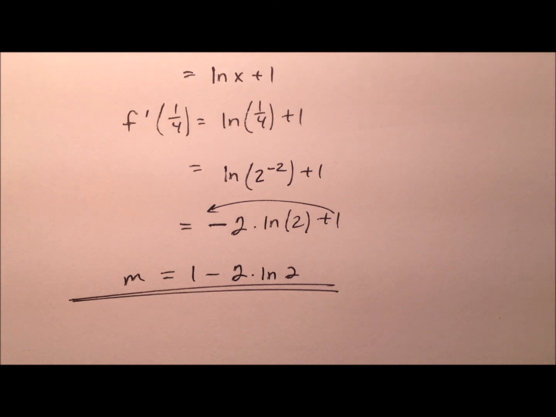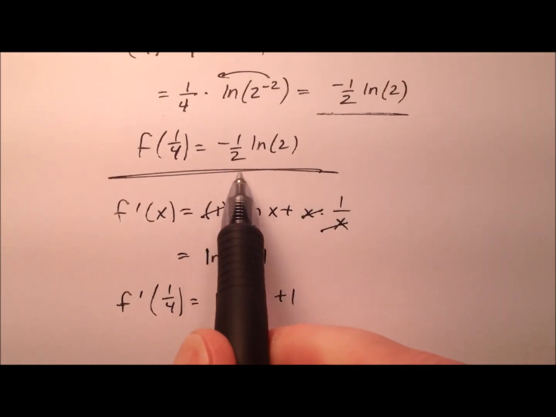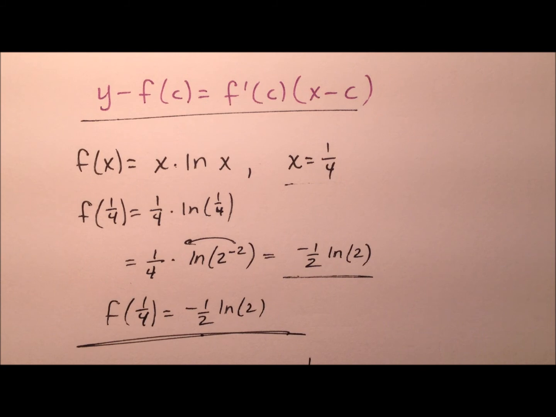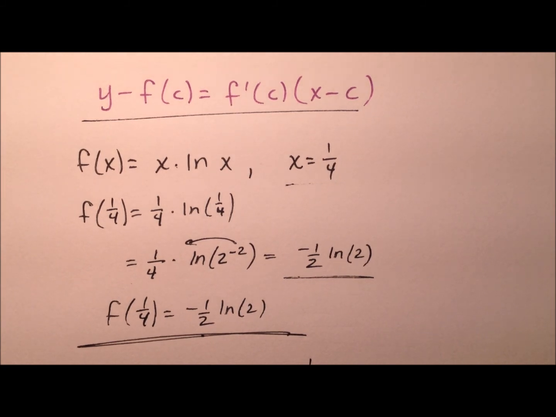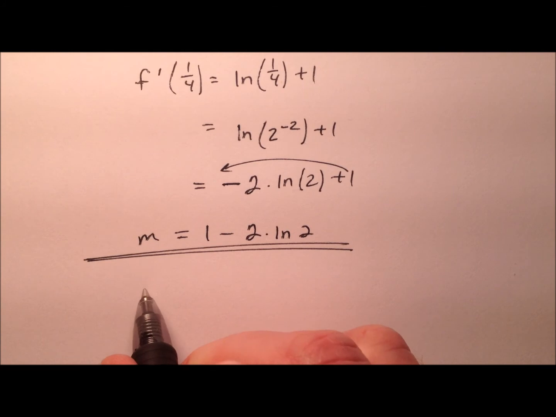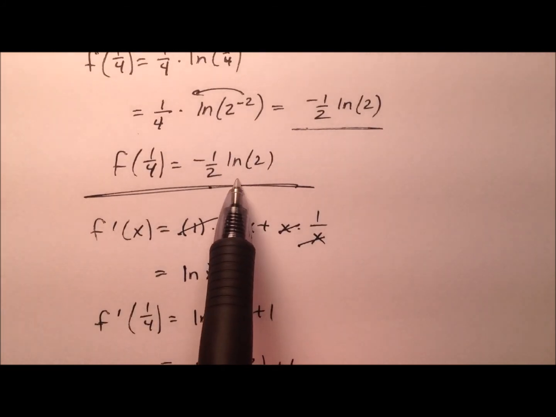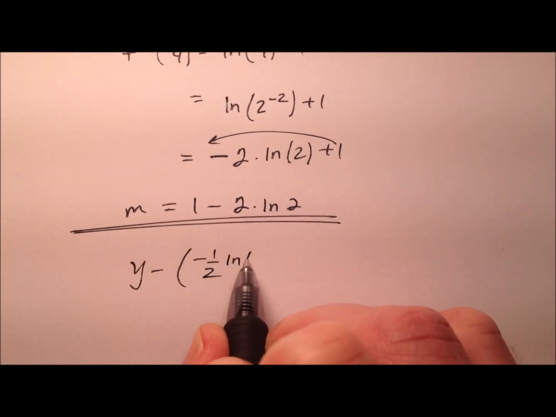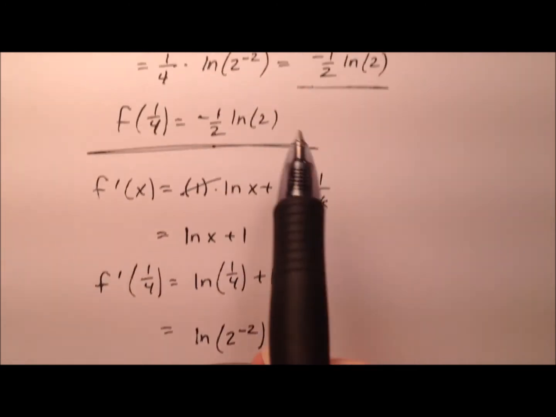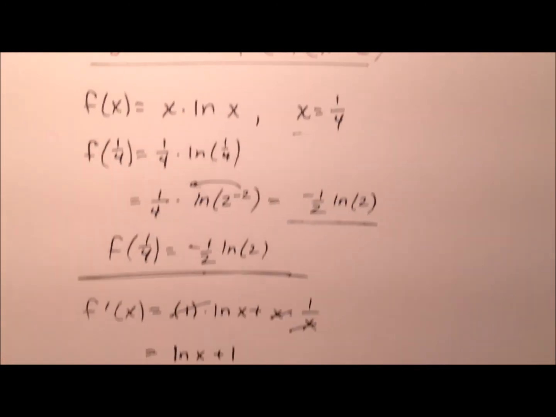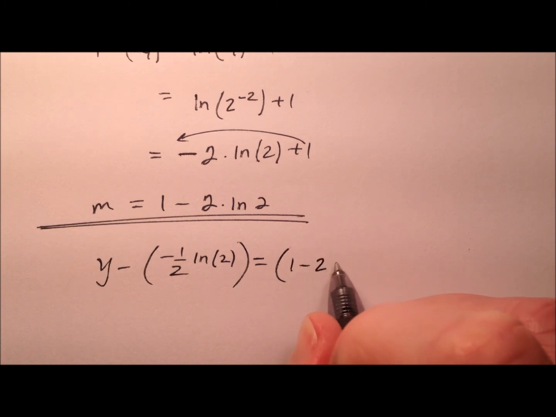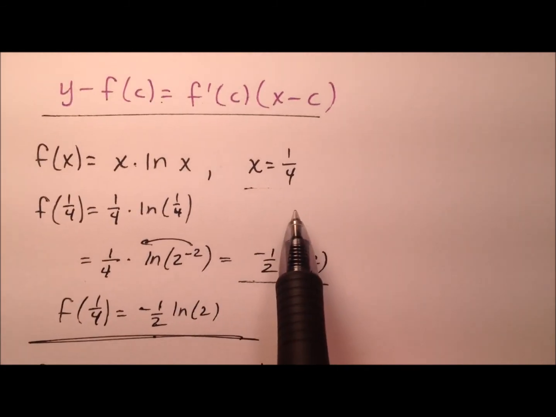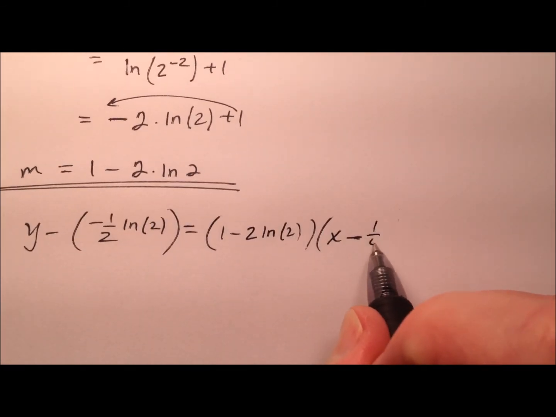Okay, so now I have my two pieces of information, my slope with my associated y value that goes with this x value. So let's go ahead and write this tangent line equation. Y minus f of c. So y minus the y value. So y minus, and that y value was negative 1/2 ln of 2. So negative 1/2 ln of 2 equals the slope here. And our slope was 1 minus 2 times the ln of 2 times x minus my x value, so 1/4.